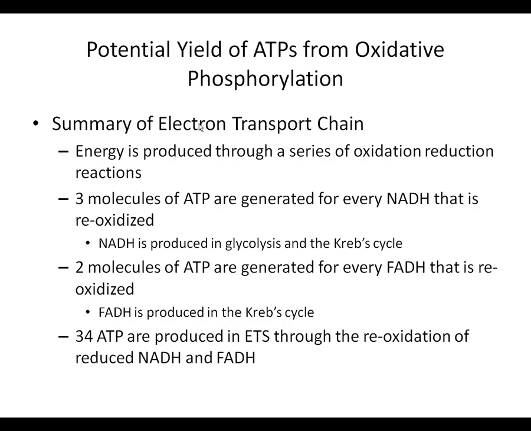3 molecules of ATP are going to be generated for every NADH that's reoxidized, and we make NADH in glycolysis and the Krebs cycle. 2 molecules of ATP are going to be generated for every FADH that is reoxidized, and FADH is produced in the Krebs cycle only. 34 ATP are produced in the electron transport chain through the reoxidation of reduced NADH and FADH.